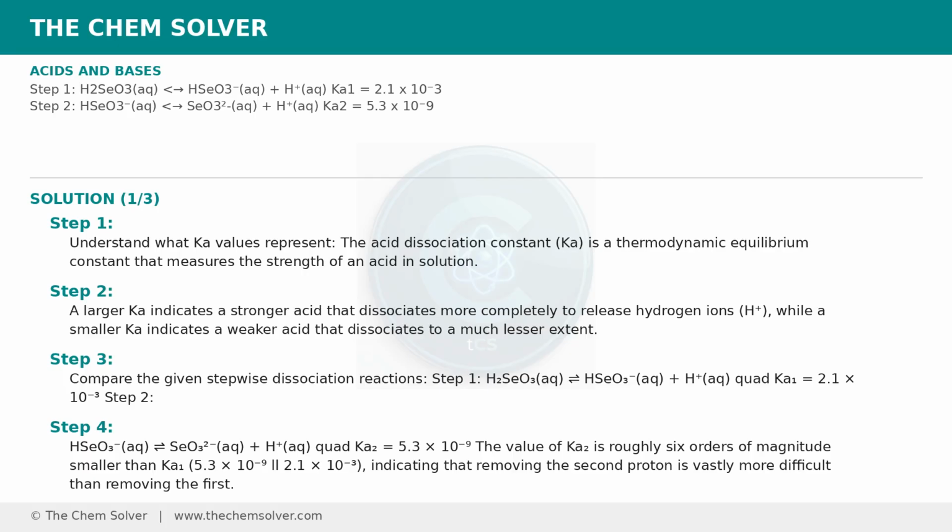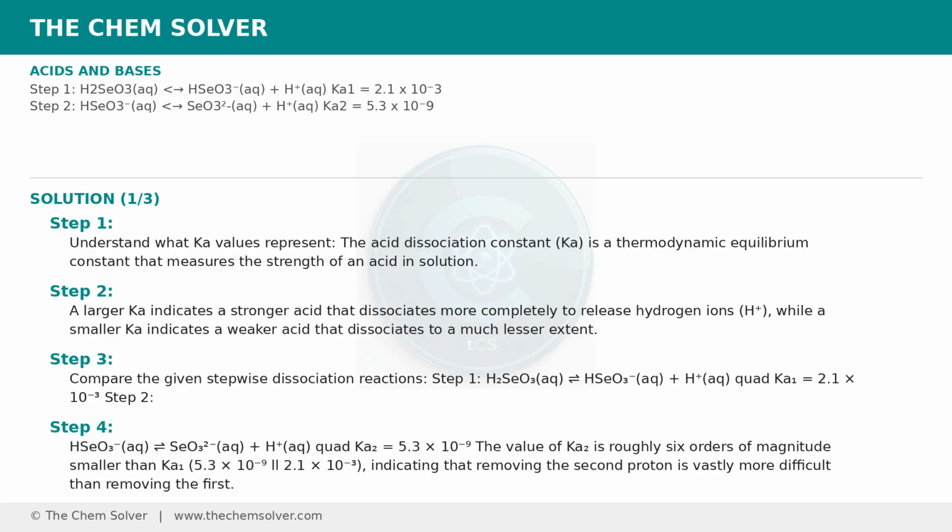Understand what Ka values represent. The acid dissociation constant, Ka, is a thermodynamic equilibrium constant that measures the strength of an acid in solution. A larger Ka indicates a stronger acid that dissociates more completely to release hydrogen ions, H⁺, while a smaller Ka indicates a weaker acid that dissociates to a much lesser extent.